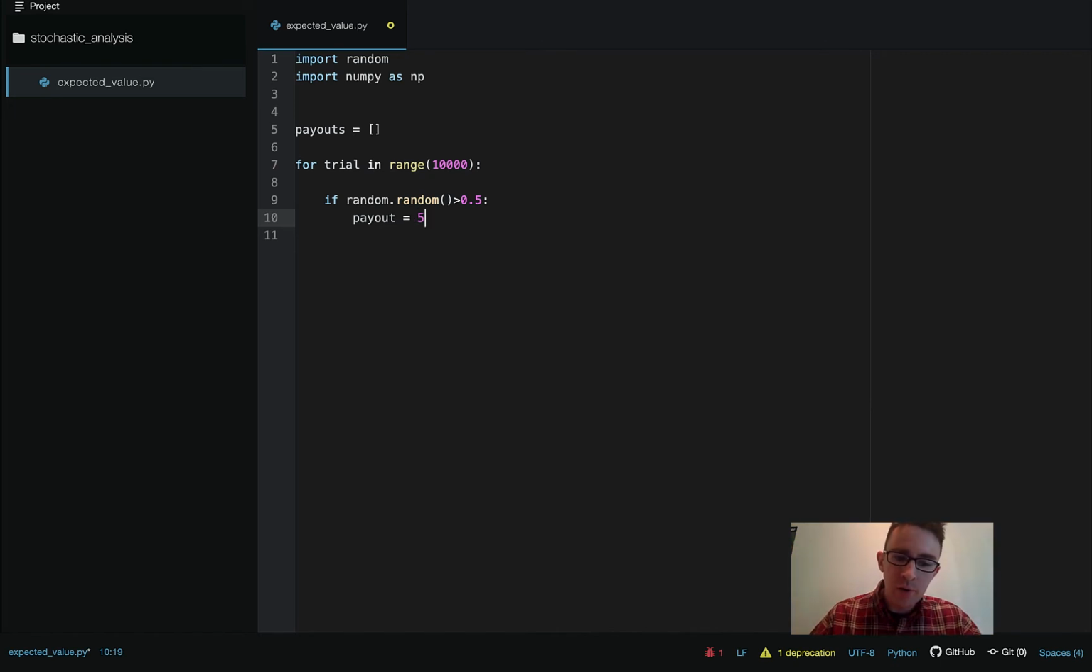We start with the first scenario, the fair bet. And then we're going to say else. So if this is false, we're going to say payout equals -5, right? And then that simulates the coin flip. After we simulate the coin flip, we're going to append this payout to our list of all the payouts that we're keeping track of.